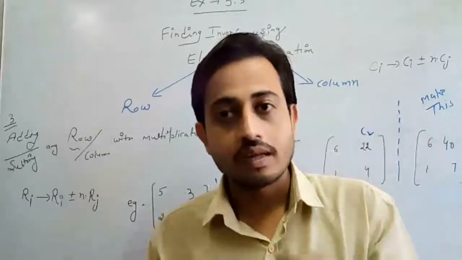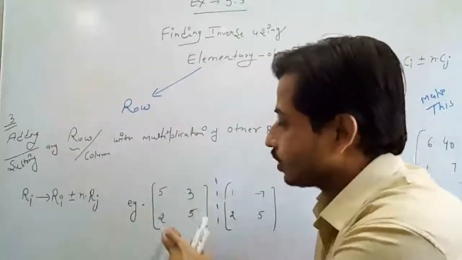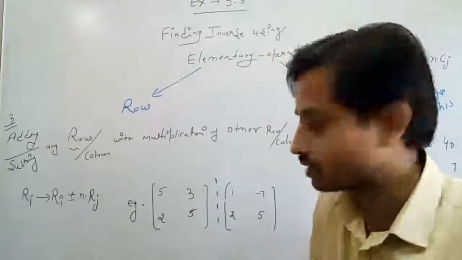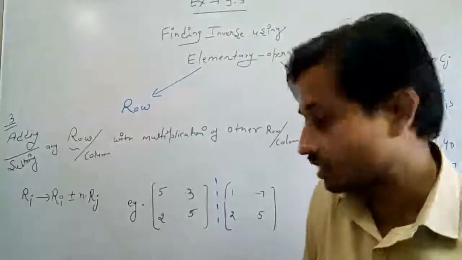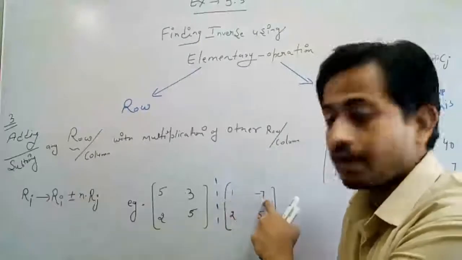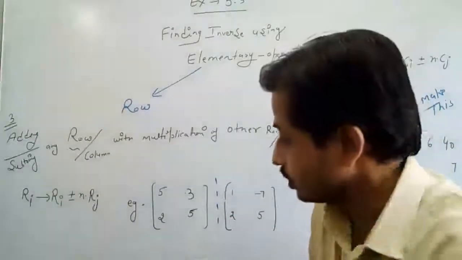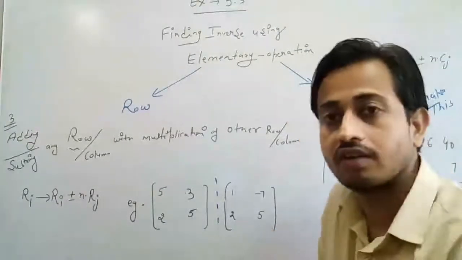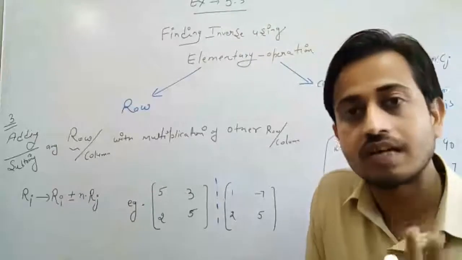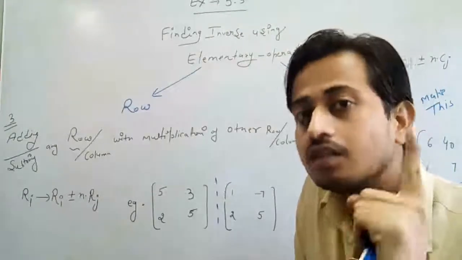What do I want to say? Please take a look here. Suppose I have 5, 3, 2 and 5. These are the elements of our first row, and we have to change it and make it 1, -7, 2 and 5. It means, because 2 and 5 is the second row, and here the second row is 2 and 5, the second row is the same. So what do we have to do? We have to change our first row.